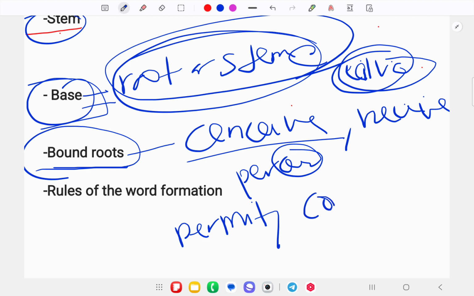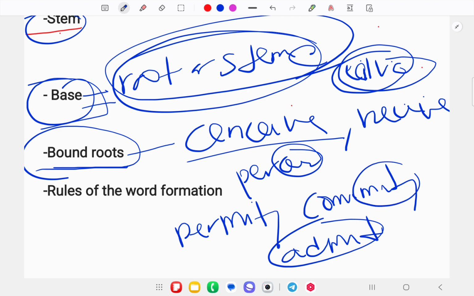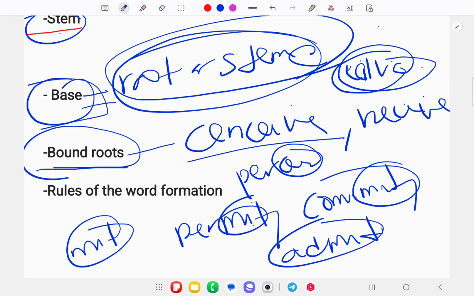we have commit, also we have the example admit. So as the suffix position, here we can find MIT. So what is the bound root? Bound roots do not occur in isolation, and they acquire meaning only in combination with other morphemes.